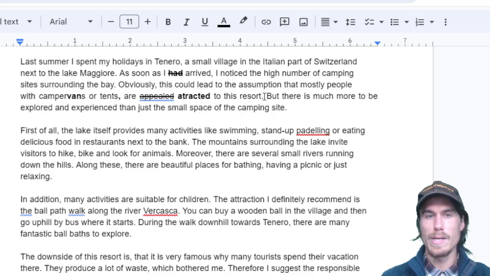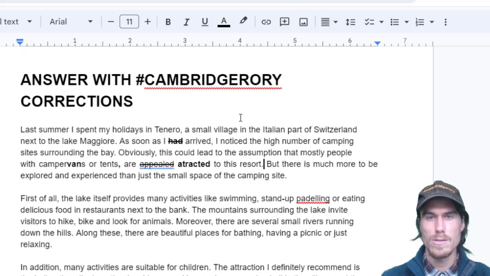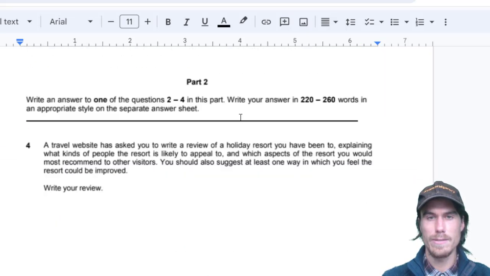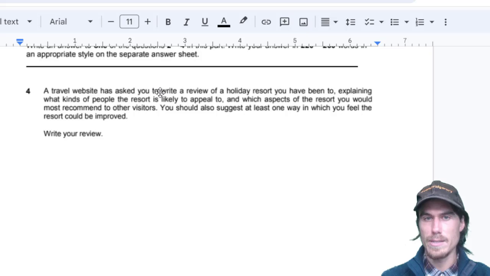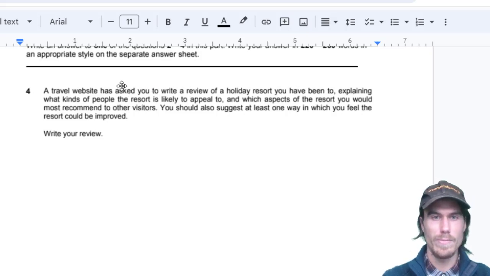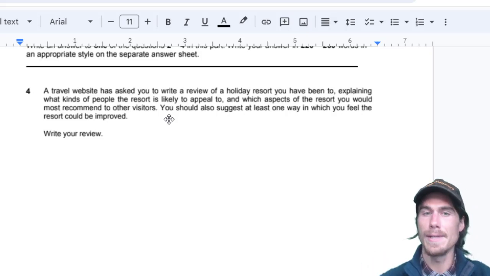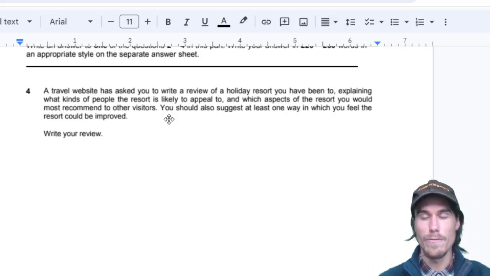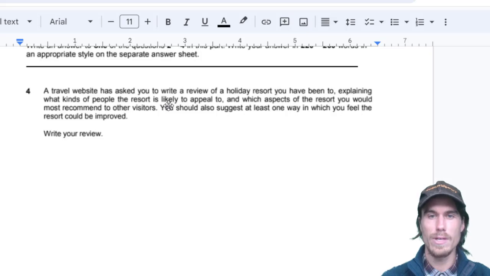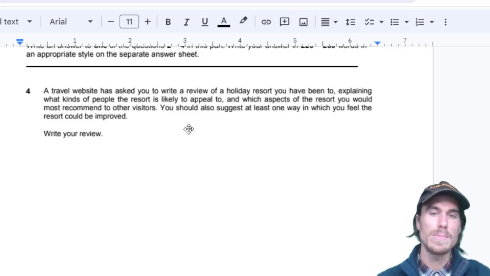But there is much more to be explored and experienced than just the small space of the camping site. Yes, okay. Let's go back and have a look at the question to remind ourselves. A travel website has asked you to write a review of a holiday resort you've been to. So it can be quite informal, a kind of personal feeling for a website, especially a review website, explaining what kinds of people the resort is likely to appeal to. So yes, we're kind of answering that. It might appeal to camper vans and tents, at least that's what it seems like at the beginning.